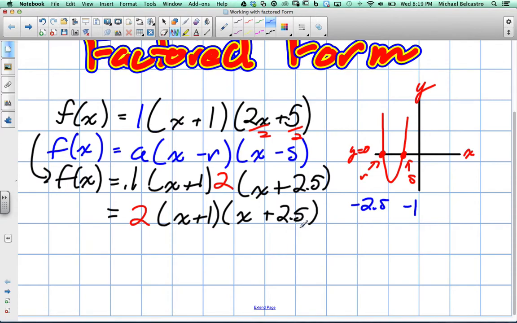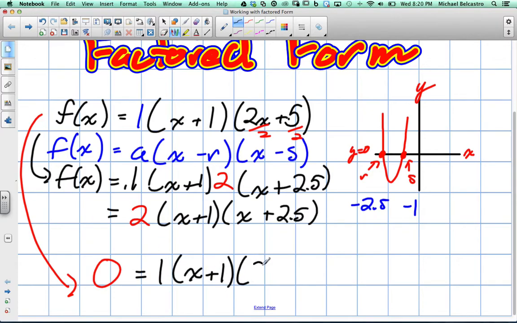Another way we could have done this, okay, is because we know y is 0 and f of x represents y, we can replace f of x with 0. So let's take the original first equation again. Let's consider this a different version. 0, and I'm going to use the original brackets. We still have that value of 1, x plus 1, 2x plus 5.